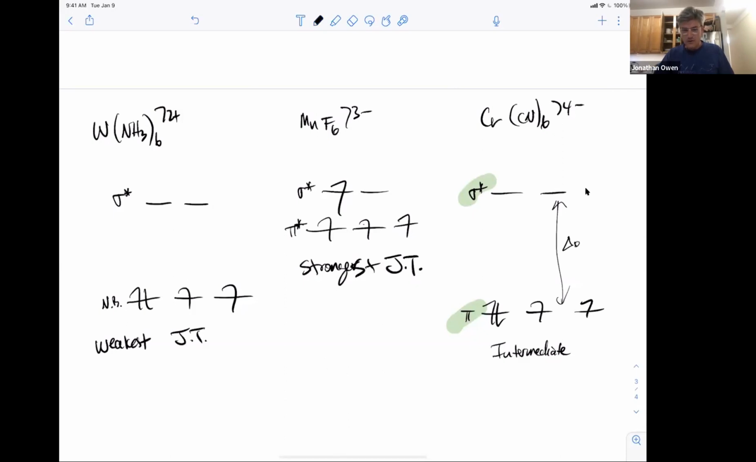Okay, so let me finish my story here, and then we'll have a chance for comment. Okay, so this one here. Here's another case, but notice that delta O is a lot smaller. And it's a lot smaller because of pi effects.